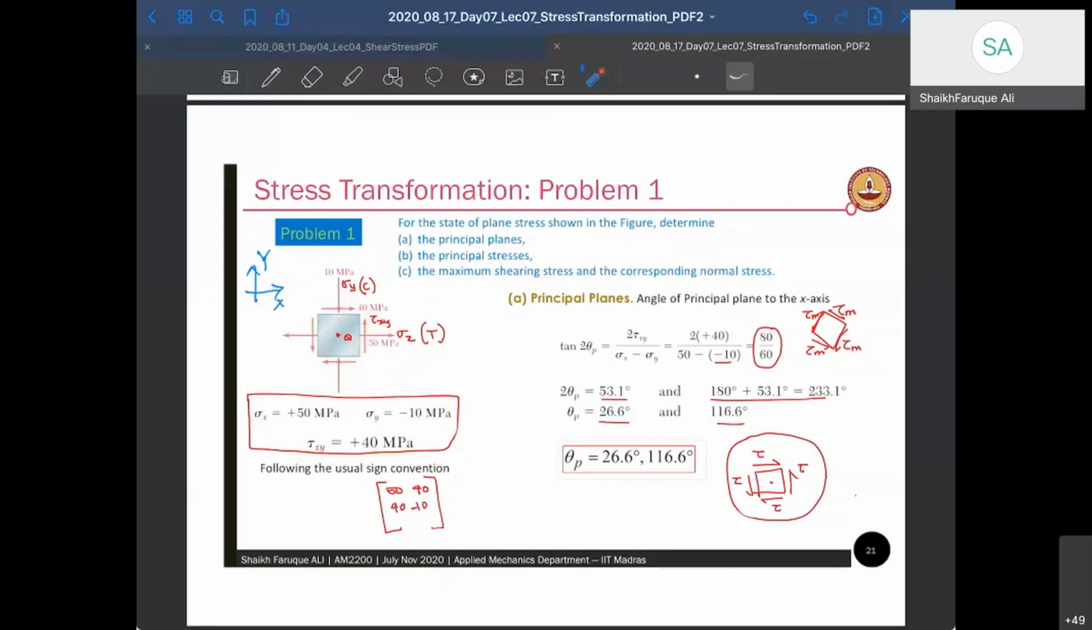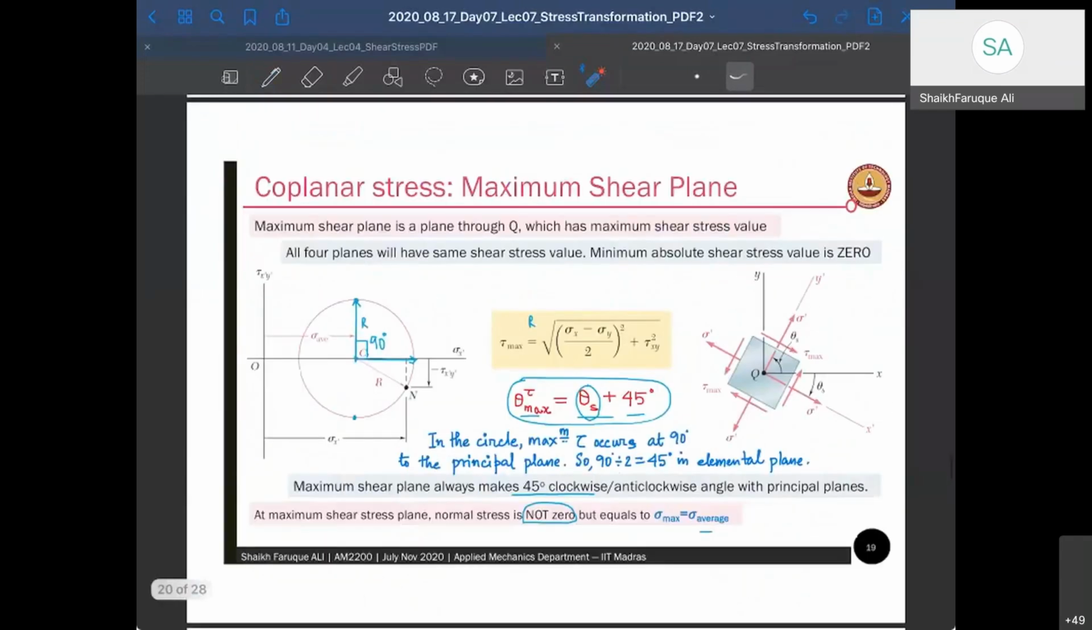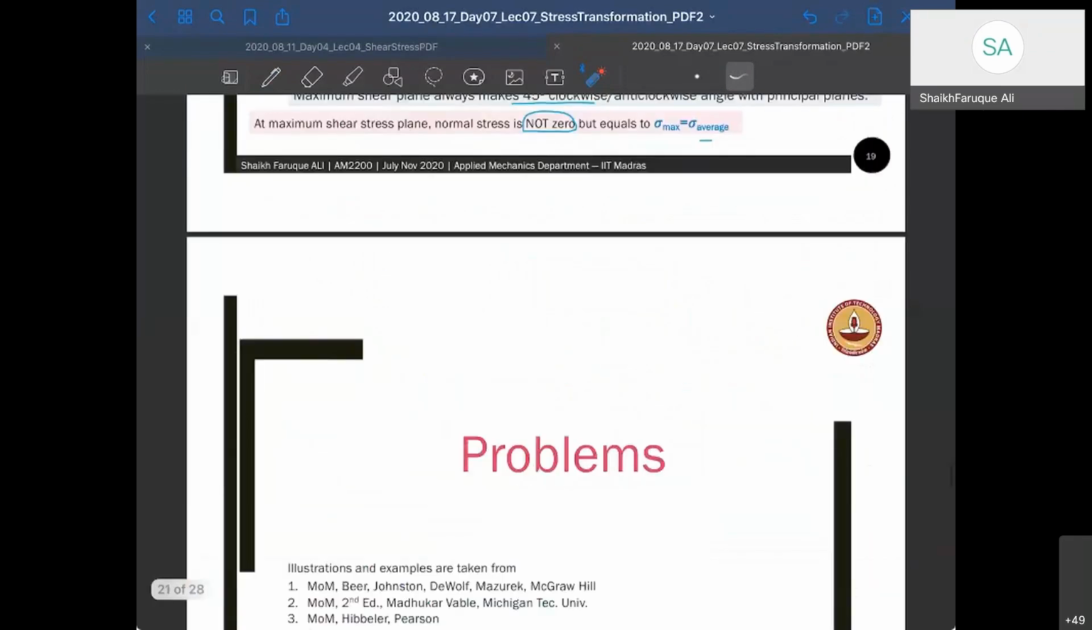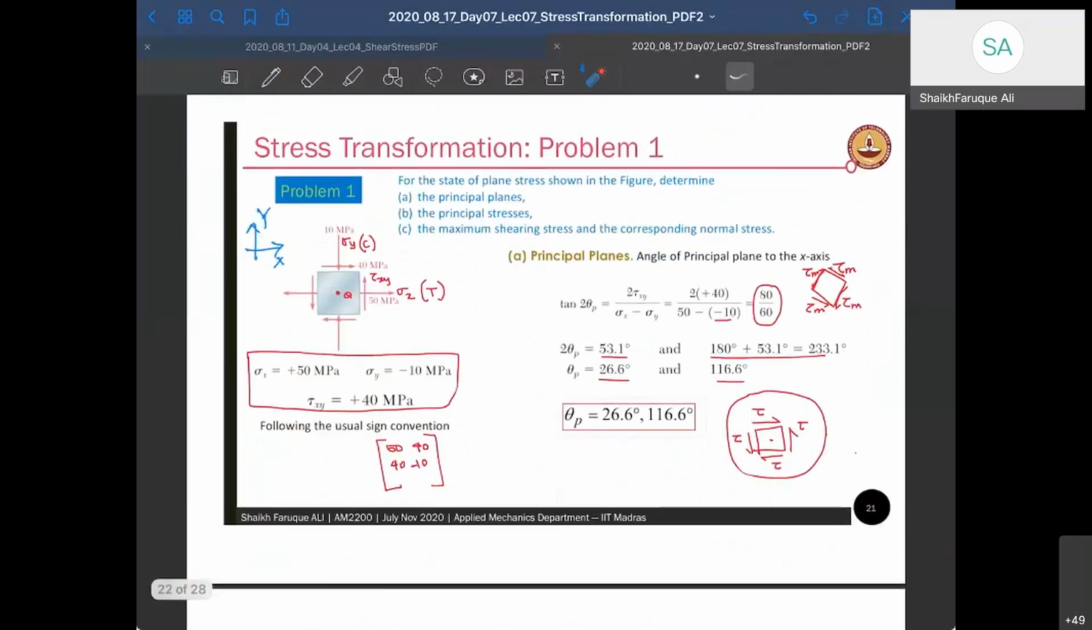These three are given. Now I've been asked what will be its principal planes. We just found the formula for principal planes. Sigma max and sigma min values will be given by this. I know sigma x, I know sigma y, I know tau xy, so I can put that and find this. The plane for principal planes will be given by tan 2 theta s equals minus of sigma x minus sigma y over tau xy. I can plug those values in because they are known to me.